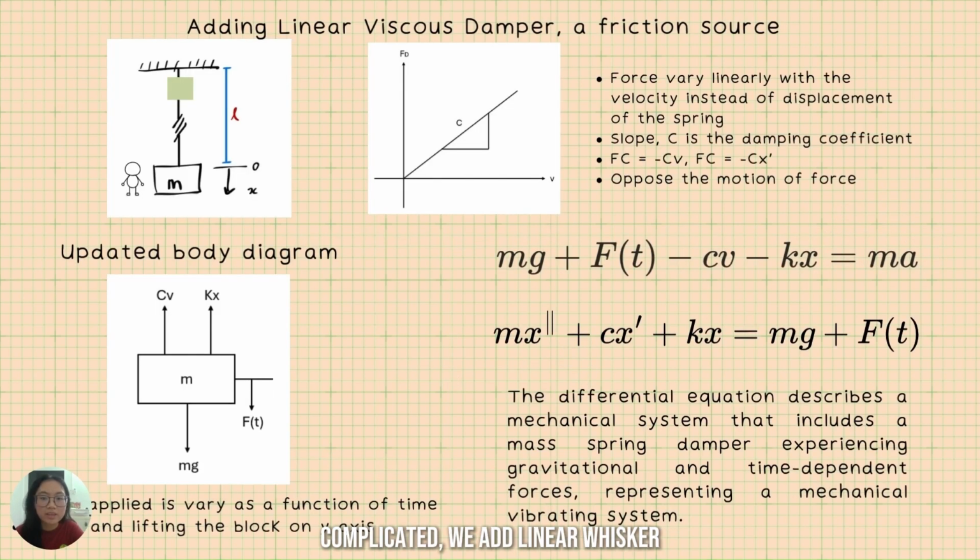To make it more complicated, we add linear viscous damping, which is the friction source located here, as shown in this diagram. Based on the graph, force varies linearly with the velocity instead of displacement of the spring. The slope c is the damping coefficient. This force also opposes the motion. Therefore, Fc is equal to negative cv. It can also be equal to negative cx prime.